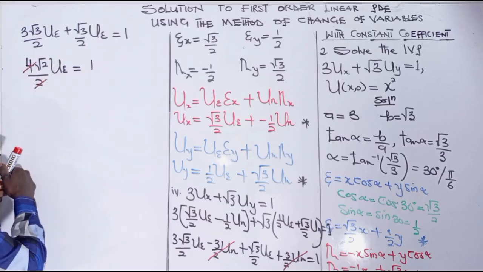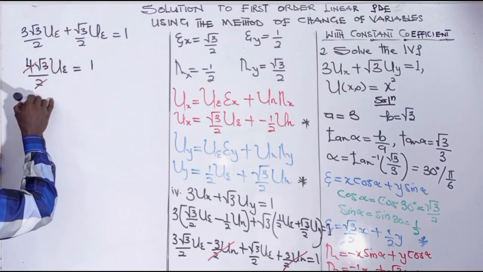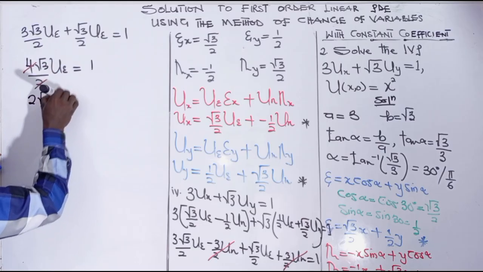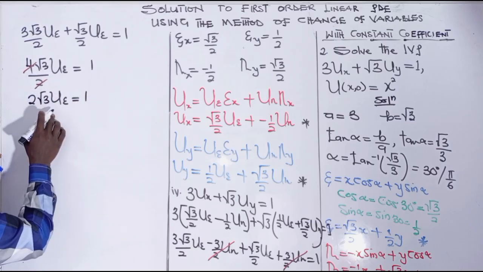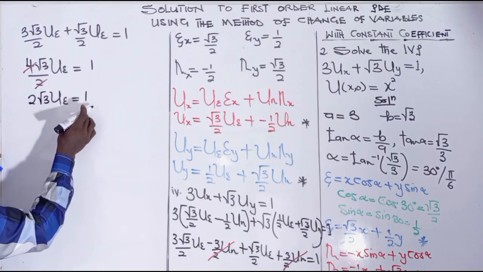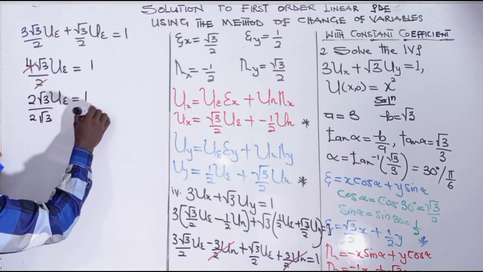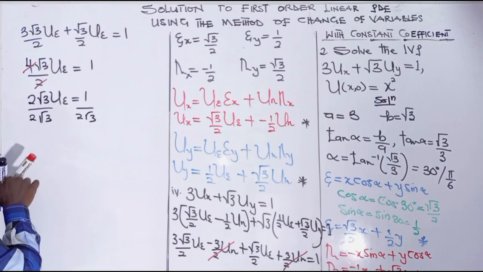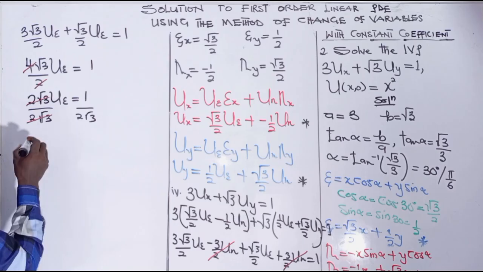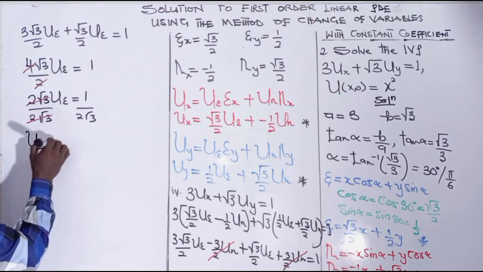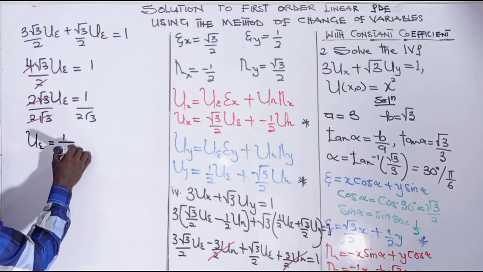So you can see that the 2 cancels the 4. We have 2 root 3. Sorry, this one is 3. So we have 2 root 3 u xi is equal to 1. Now let's divide both sides of the equation by 2 root 3, so that we have 2 root 3 and then we have 2 root 3. From here we can see that this will cancel this. We are left with u xi is equal to 1 all over 2 root 3.